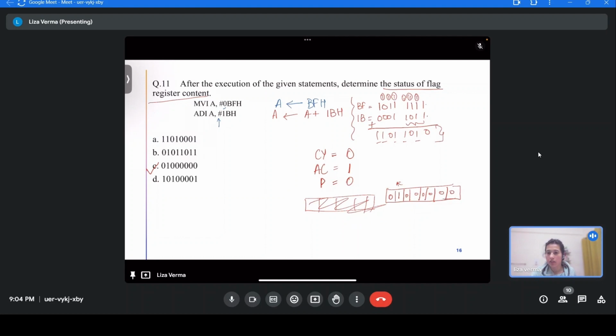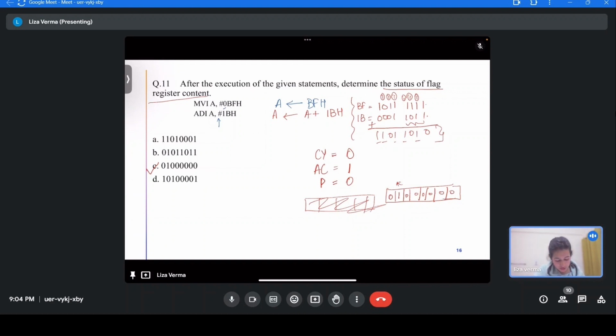So is this example clear? Anyone? All right, moving on to the next question.